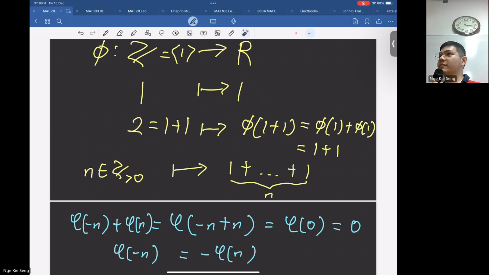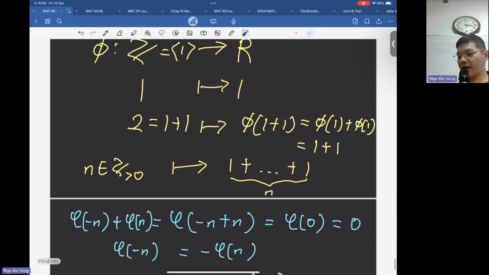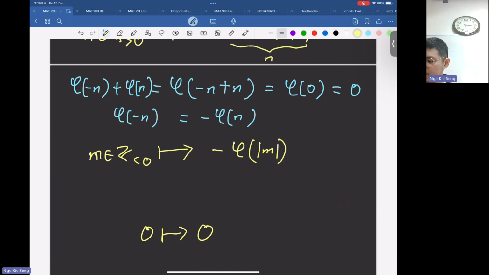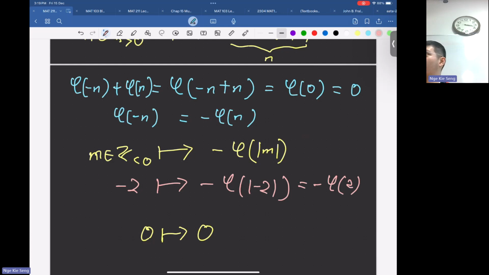Make sense? So for example, maybe you wonder, how about negative 2? What does negative 2 look like? Negative 2 should be sent to negative of phi of the absolute value of negative 2. What is this? This is just phi of 2. But I told you how to send 2. So where should phi of 2 go? Phi of 2 should go to 1 plus 1, 2 times. So there are 2 of them here. Make sense? So you just send it to the inverse of this.